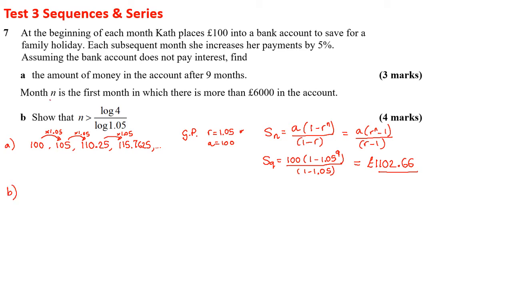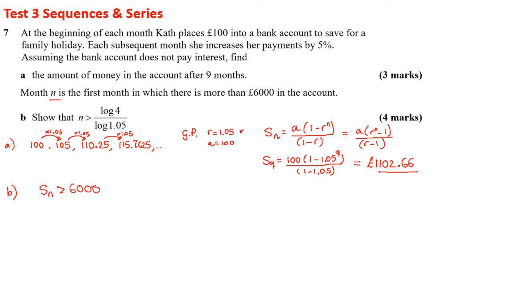So we now want to find n, the first month where there is more than £6,000 in the account. So again, we're looking at this sum to n, and we need to show this expression involving the logs, or this inequality. Do not start with what we are trying to show. Kind of ignore that bit for now. The first month in which there is more than £6,000 in the account, so I'm looking for my value of n that gives me the sum to n is greater than 6,000.